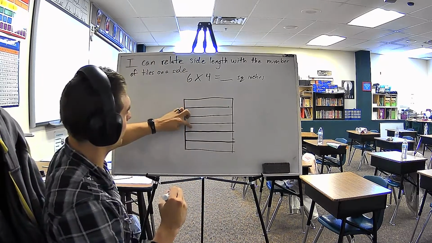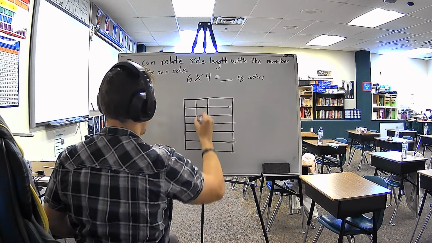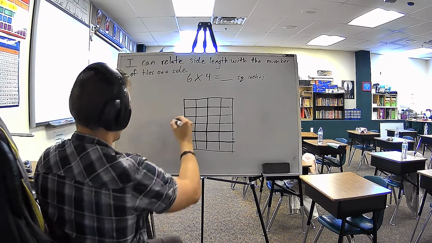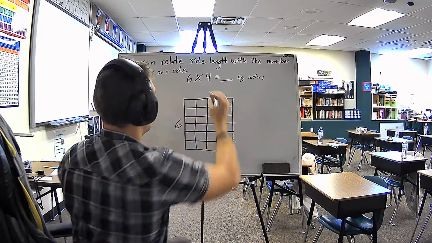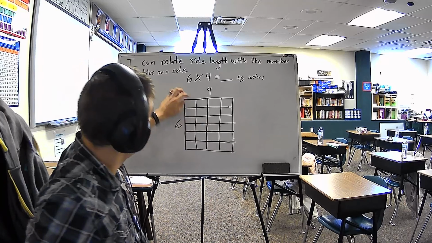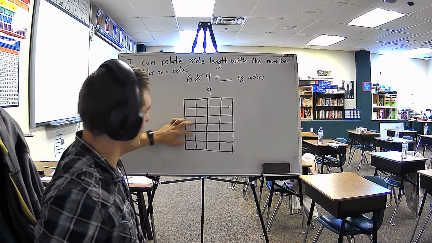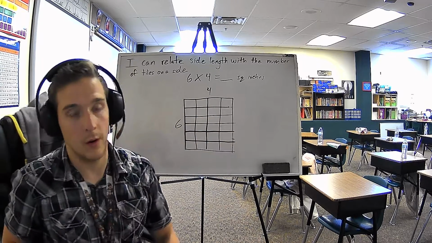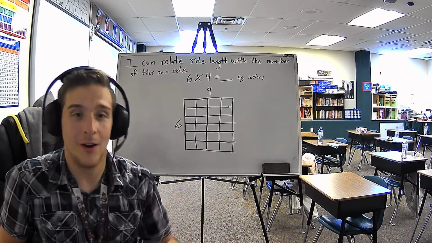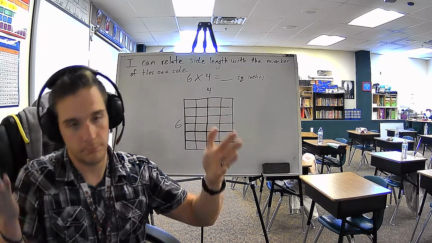So there's 1, 2, 3, 4, 5, 6 this way, and then 4. I'm going to use a little tactic of cutting it down like that. Now I have 6 by 4, and you just solve this the normal way, 6 times 4. Or you could be very specific and count 1, 2, 3 all the way up to 24. Or you could skip count by 6 four times: 6, 12, 18, 24. Or by 4 six times: 4, 8, 12, 16, 20, 24. Either way works.